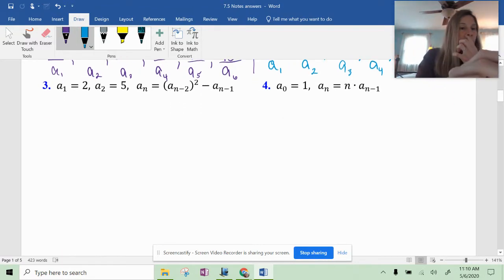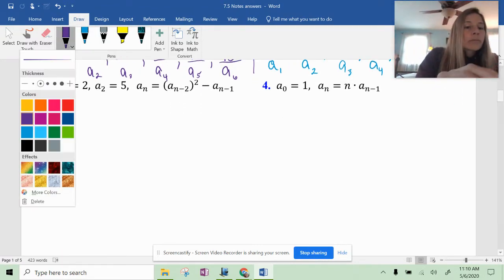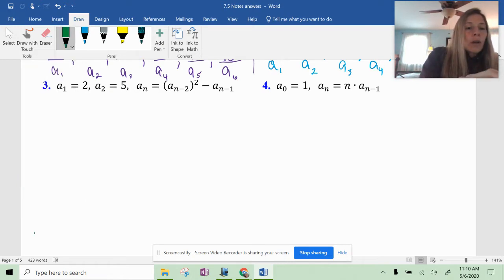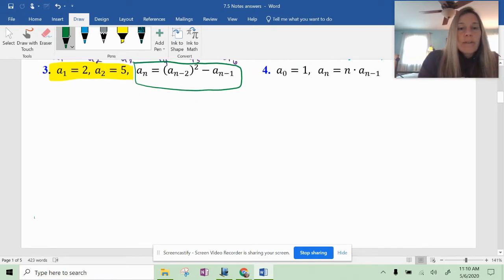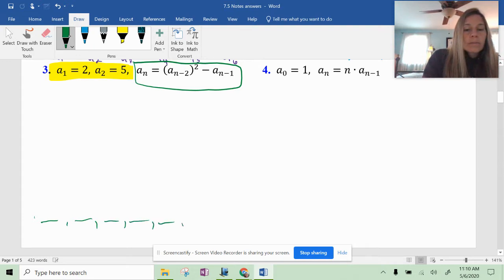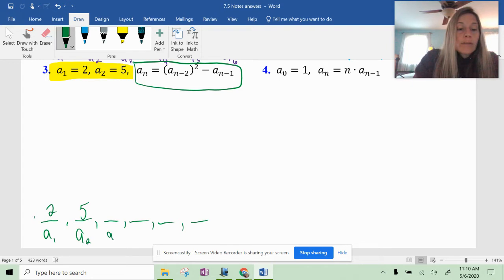Okay, so now for number 3. This time they're giving us 2 terms to start with. They're giving us both the a sub 1 and the a sub 2, and this is the rule that we're working with this time. So we're still going to find the first 6 terms. The a sub 1 is 2, and the a sub 2 is 5. And then we have to find the next 4, because we need a total of 6.